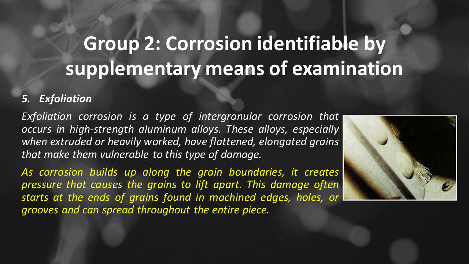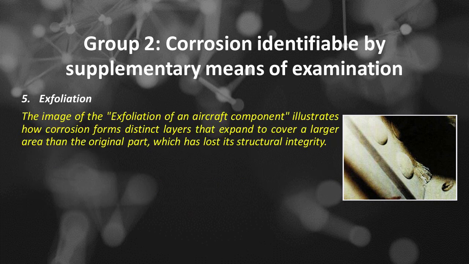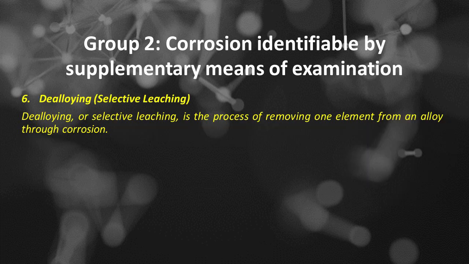This damage often starts at the ends of grains found in machined edges, holes, or grooves and can spread throughout the entire piece. The image of the exfoliation of an aircraft component illustrates how corrosion forms distinct layers that expand to cover a larger area than the original part, which has lost its structural integrity. Number 6 is dealloying, or also called selective leaching.